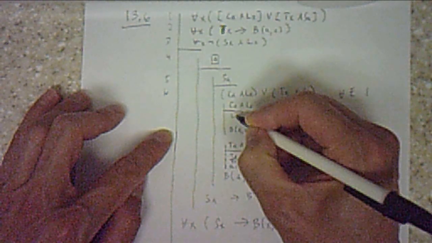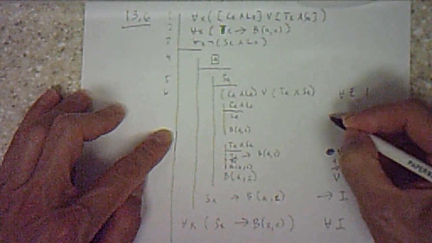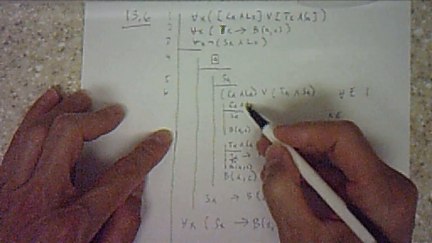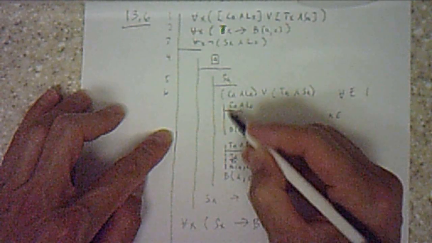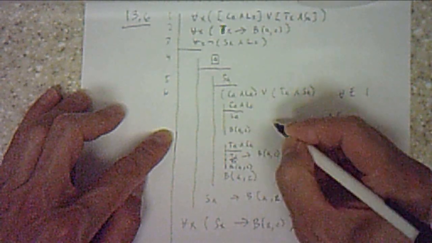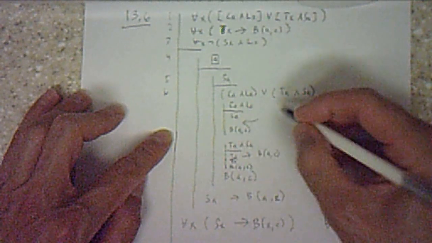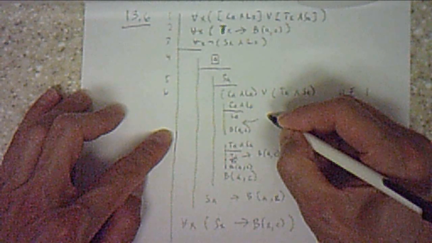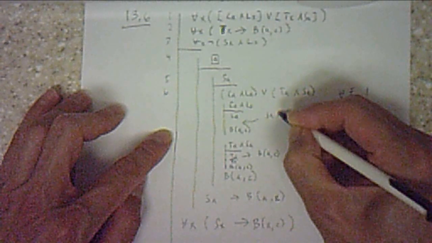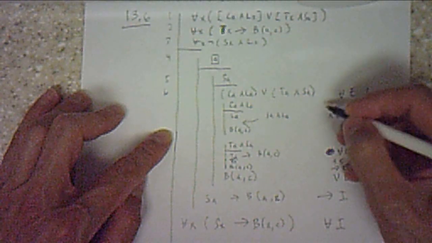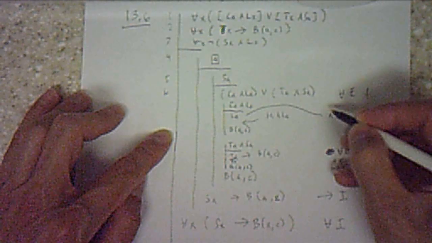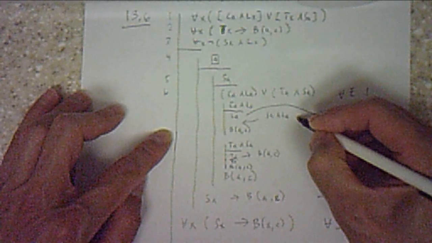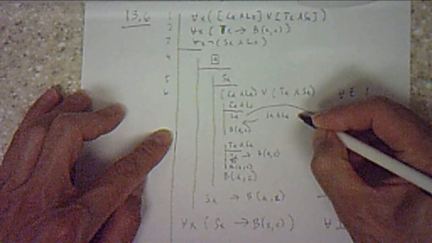So I'm going to break off large A here. That's and elim from right here. And then with that, I'm going to put them together. I'm going to put an arrow here just to enter this stuff in because I'm running out of space. Small A and large A will be and intro.